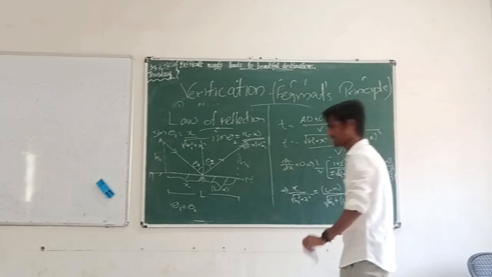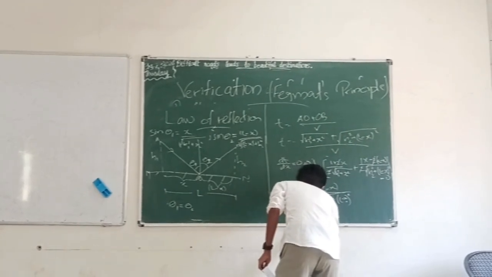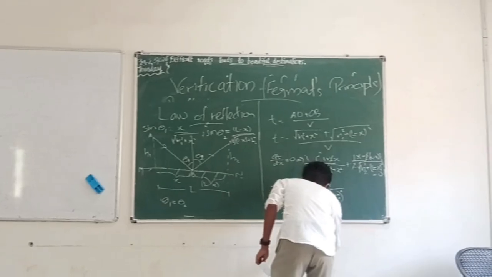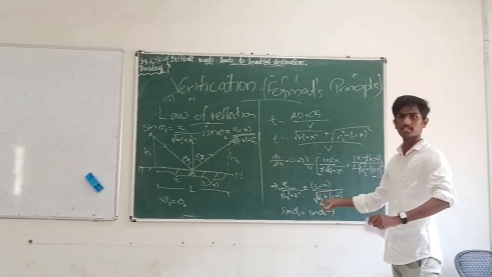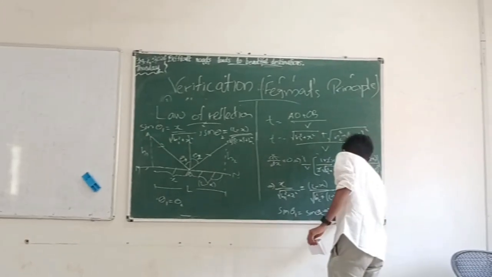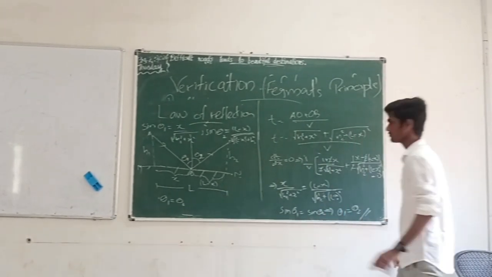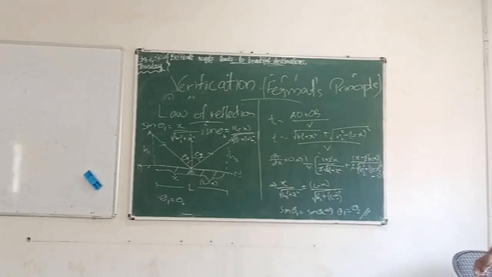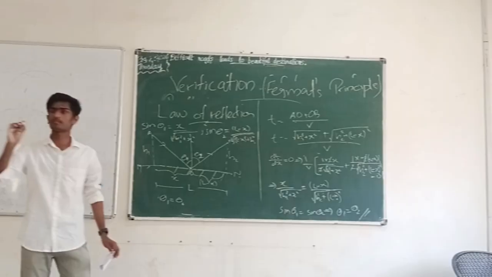So we can substitute by that. That means sin theta 1 is equal to sin theta 2. We can take sin inverse on both sides. That means we will get theta 1 is equal to theta 2. We needed to prove this thing. That means we proved the second law of reflection.